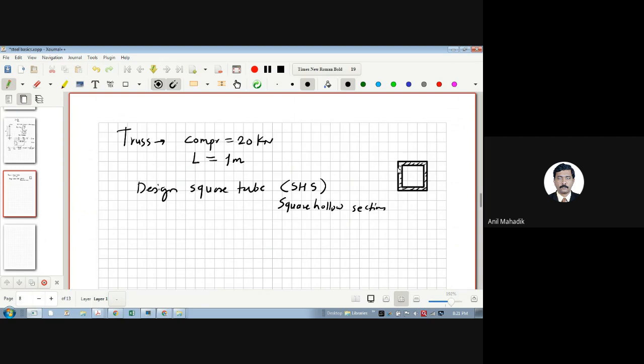Now we want to design. So we have to design these values. What square size should you choose for this design? Now how to do this design? Please tell.